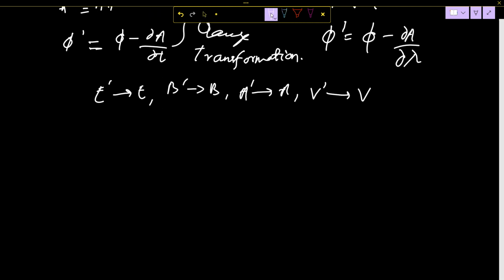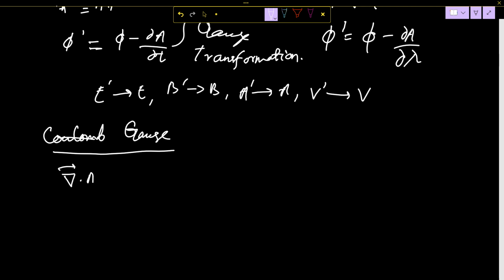What does the Lorentz transformation say? Sorry, now it's time for Coulomb gauge. Okay. Coulomb gauge condition is what? Del dot A is equal to 0. This is the condition of Coulomb gauge.